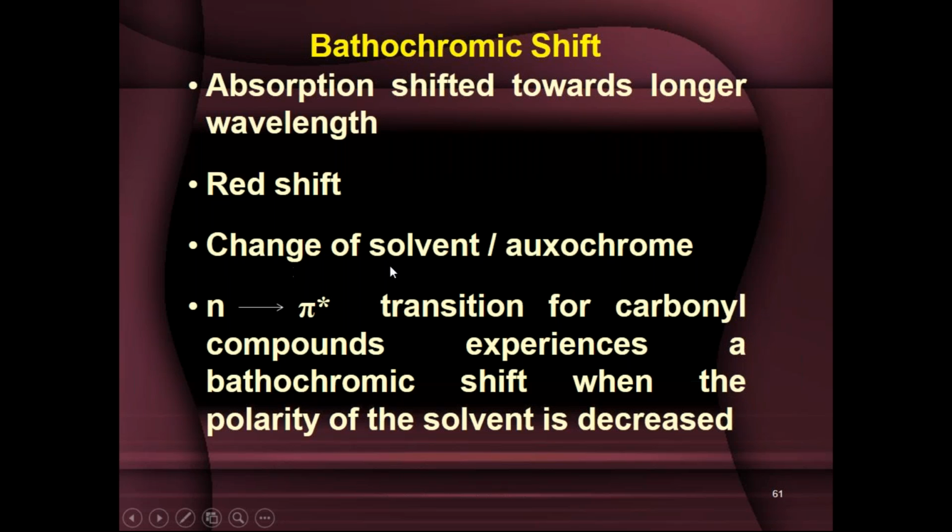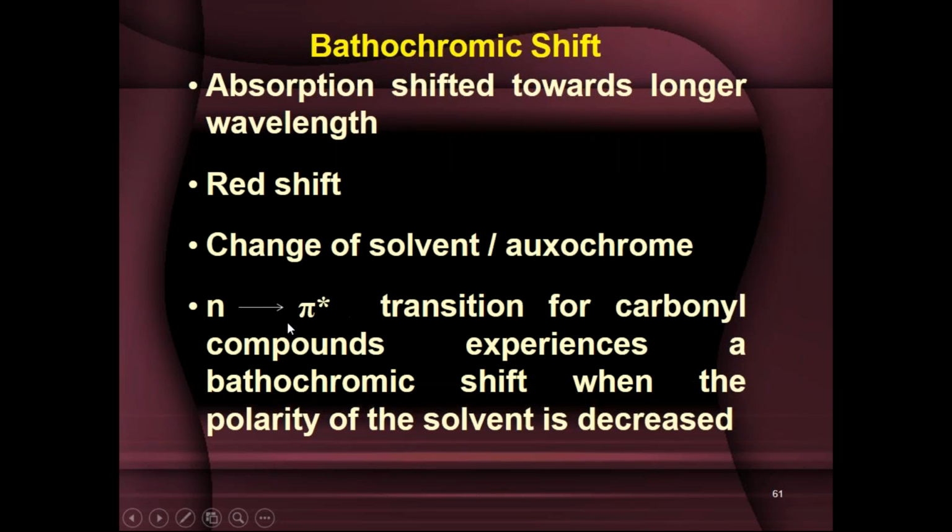It can happen when there is a change of solvent. That is, mainly the polarity of the solvent is going to change, then it could lead to a bathochromic shift. Or when an oxochrome is attached, then also it could lead to a bathochromic shift. And one more possibility is when there is an increase in the degree of conjugation. When there is increased conjugation, then also you can see a bathochromic shift.